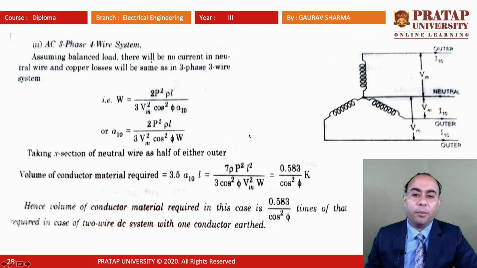And the volume of conductor material required in the system is 3.5 A10 L. Why? Because the volume of conductor material required for the neutral is just half of the outer conductors. So we calculate this, which is the volume of conductor material required in this three-phase four-wire system. Now when we compare this equation with our basic equation, it is equal to 0.583 K by cos square phi. So we can say that the volume of conductor material required in the system is 0.583 K by cos square phi times that required in the DC two-wire system.